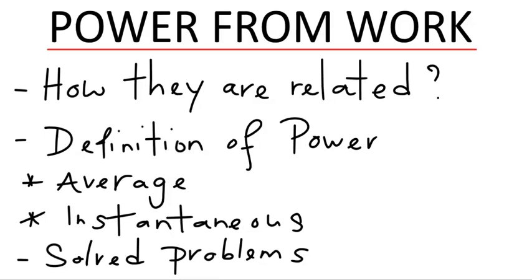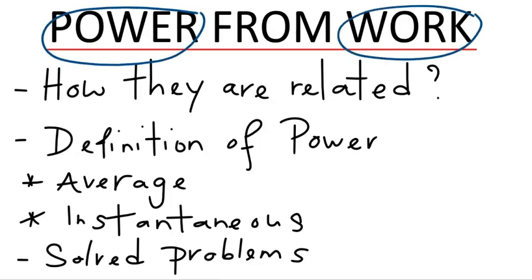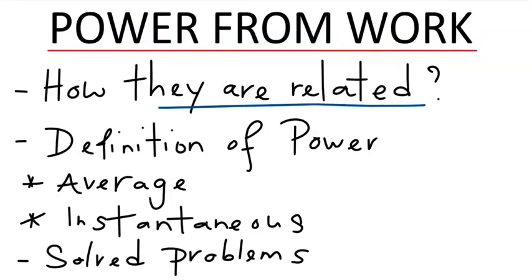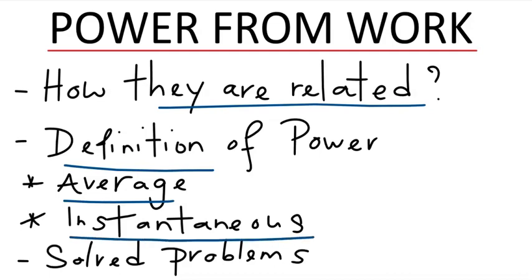In this video, we will talk about how power can be obtained from work. In other words, how these two concepts are related. We shall look at the definition of power. In particular, there are two of them. One is the average power, and the second one is the instantaneous power. We shall look at how to calculate these two, followed by some solved problems based on the concepts that we have explained.